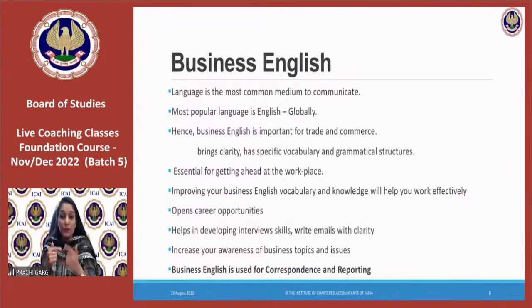Now, where will you be using this? You will be using this while talking to somebody formally in your trade. You will be using it while writing your emails. You are preparing some documentation. You're preparing some report or something.